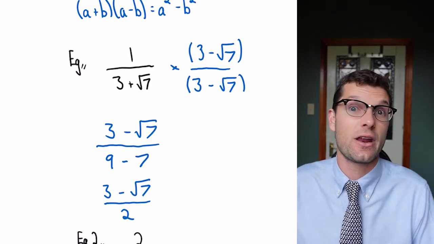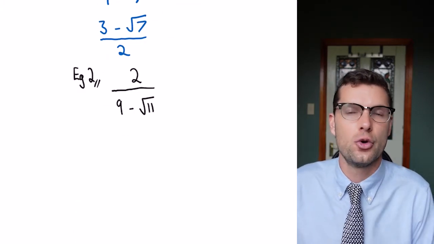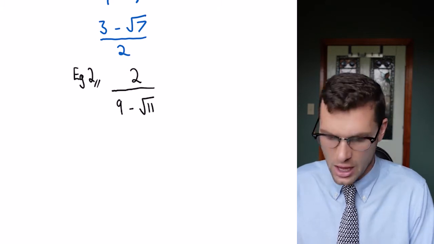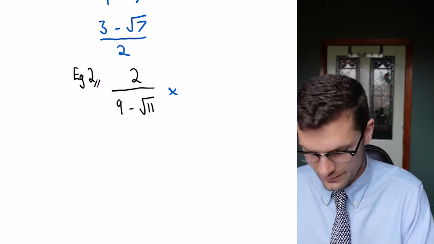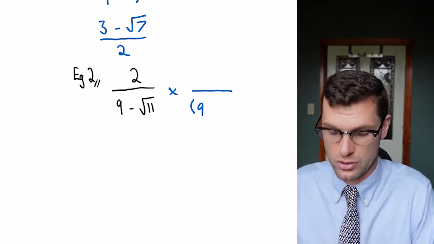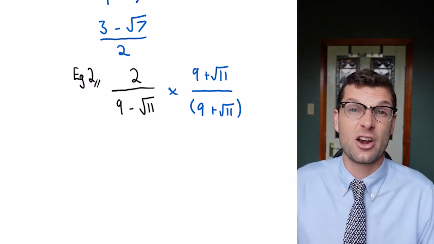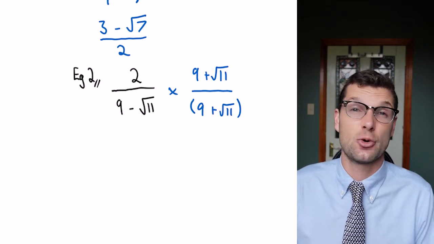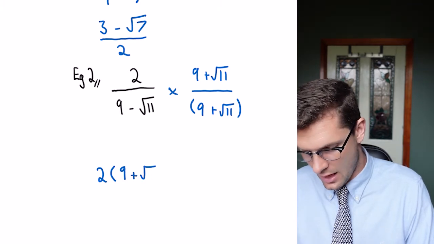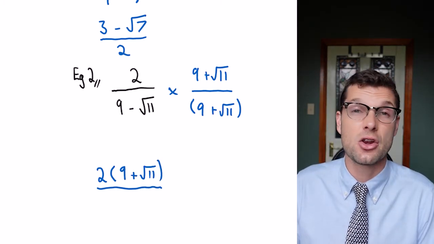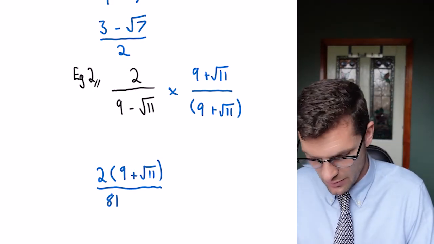So this can even happen if we've got a number on top of the fraction that's not just 1. So in this example here, we've got 2 over 9 minus root 11. So we're going to multiply this whole thing by its conjugate, which is 9 plus root 11. So this here is all multiplied by 9 plus root 11 on the top and the bottom. On top here, we're going to just expand the whole thing, so making sure we keep that 2 there, which is 2, 9 plus root 11. And on the bottom, we're going to use that same trick. 9 squared is 81. Root 11 squared is just 11, so minus 11.